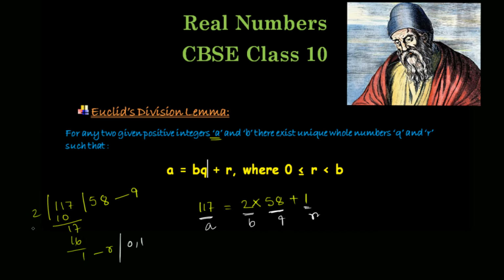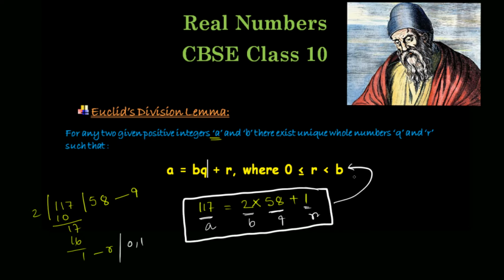And we know R cannot be more than 2, as I told you. As we are dividing by 2, the remainder can be a minimum of 0. If it has 0 remainder, that means it's perfectly divisible by 2, which is not the case here, and it is 1. So this is what the theorem says, that A equals BQ plus R. Isn't that easy? We learned it in junior grade, and we are familiar with this thing.